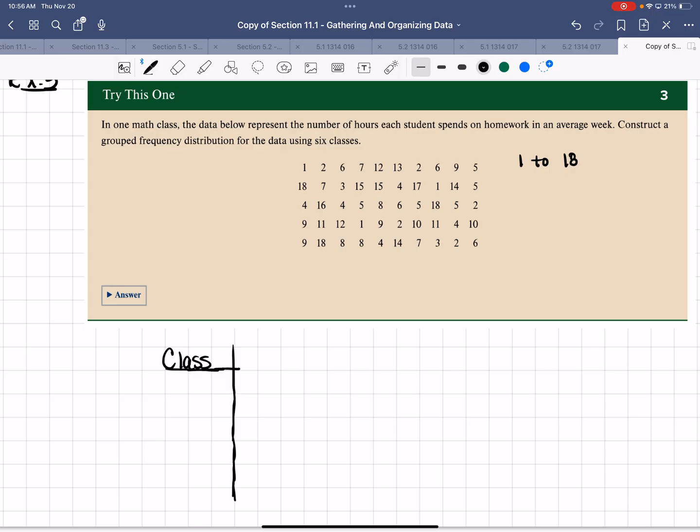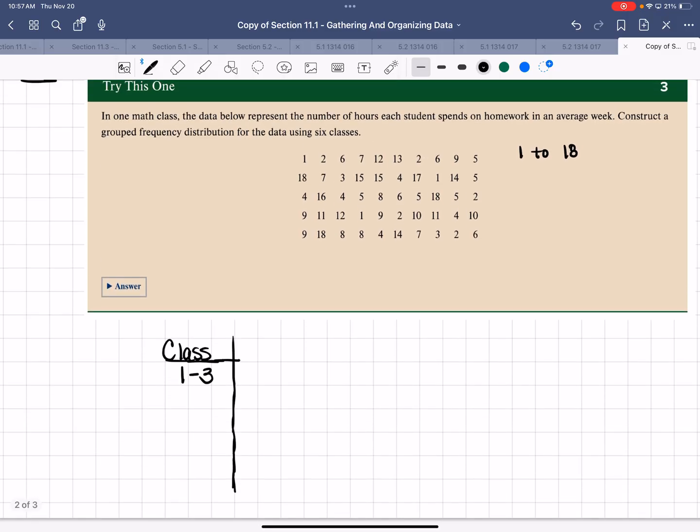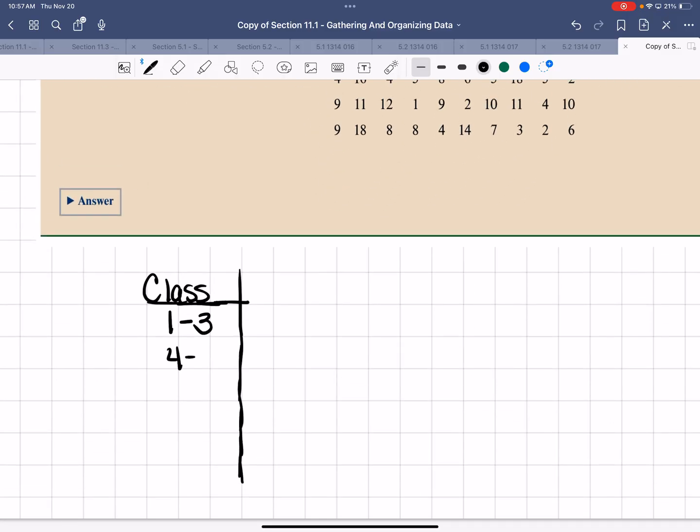Okay, because I can go, here's the kids that studied 1 to 3 hours. Here's the folks that studied 4 to 6. Here's the folks 7 to 9, 10 to 12, 13 to 15, and then 16 to 18. That covers everybody. You got to make sure whatever classes you build, all your data can go in one of them, okay? They've got to fit in there. And here's my frequency.